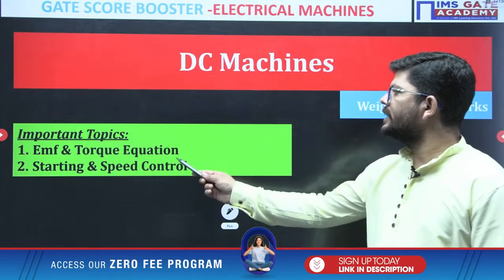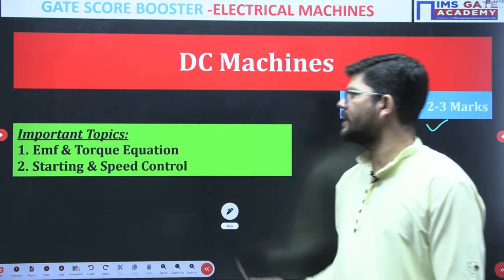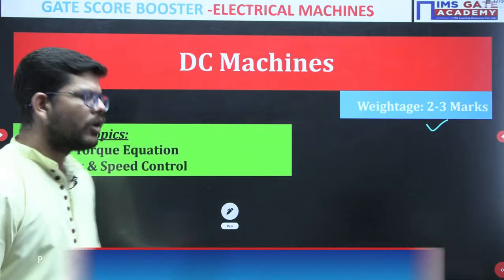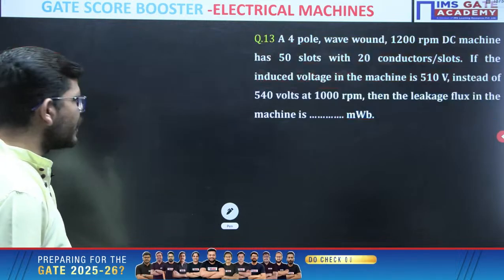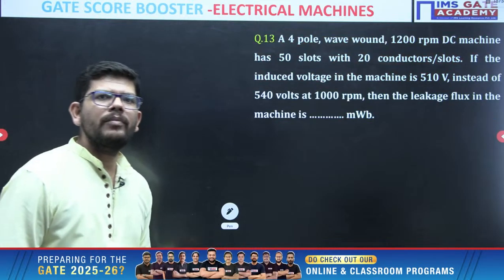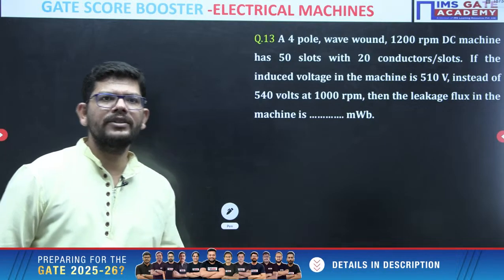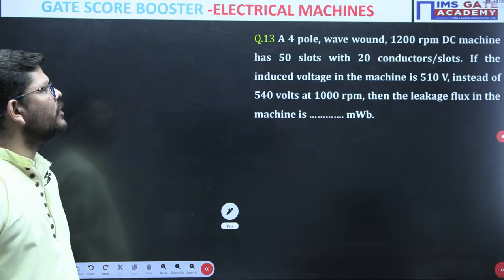Important topics are EMF and torque equation, starting and speed control, right. Ignore all the theory part, just go through the equivalent circuit, learn how to apply KVL and KCL, and jump into the question and practice as many as you can. This is the first question that I have.